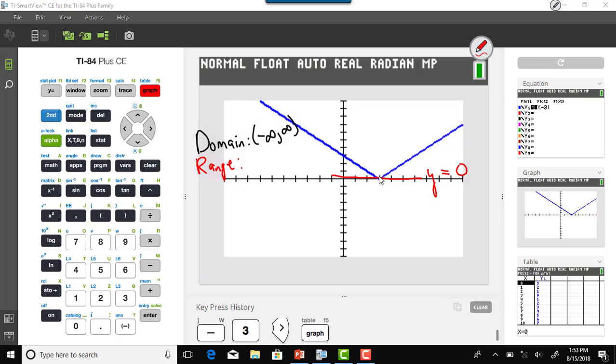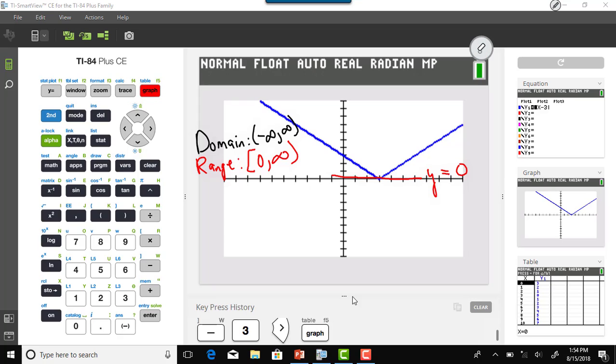So my range would be from 0, including 0, because I have a point right there on my graph, all the way up to positive infinity. So my range would be bracket including 0. I'm going to write from smallest to largest, from 0 to infinity would be the range of my function there.